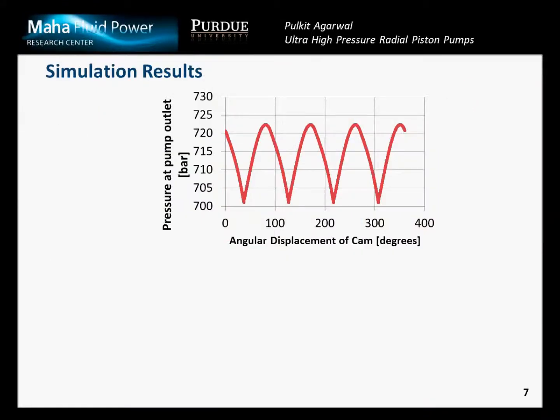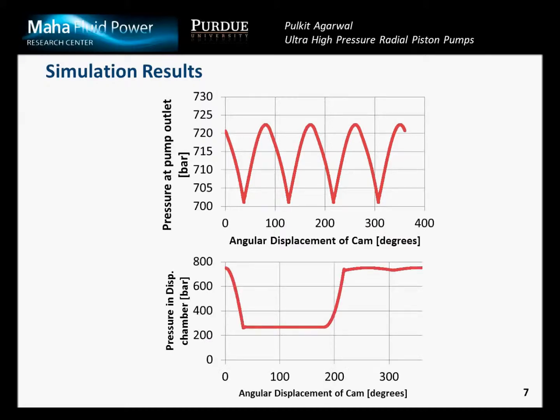We have already achieved a few preliminary results for the main flow as shown. For example, this figure shows the pressure ripple at the pump outlet. The figure below depicts the pressure generation in each displacement chamber, along with the timing of the opening and closing of the 2 check valves.